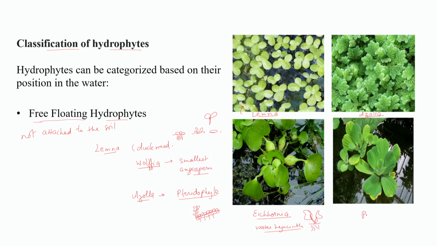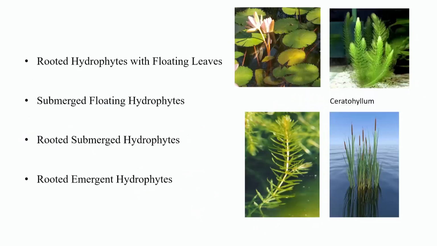Pistia is also there. So many species are there. You can see broad leaves are coming out from the top, and roots come out from the bottom. But it is not attached to any substratum.